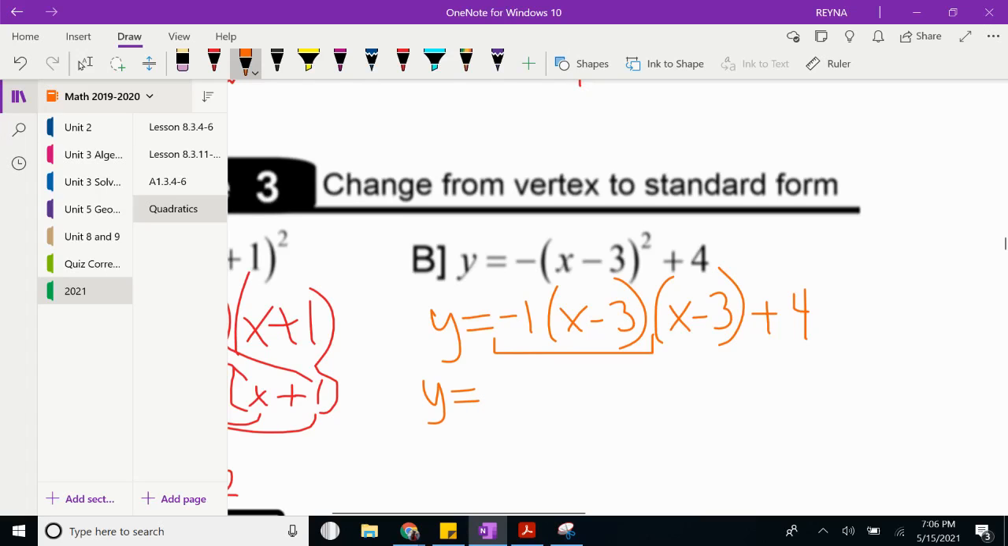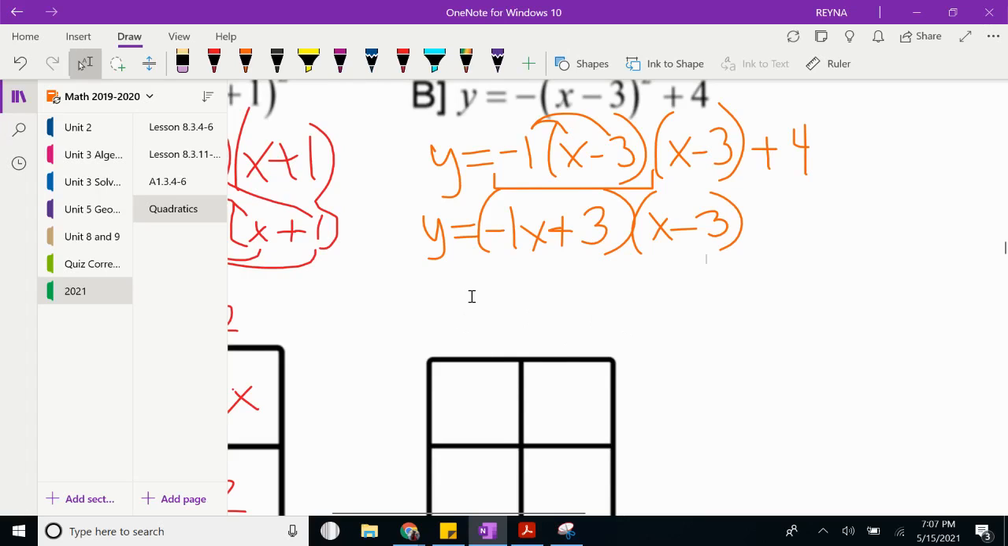Okay. We would get -1 times x, which is -1x, and we would do -1 times -3. Okay, now we have x minus 3. Okay, so this is where we're going to do our box method. What goes on the top? Our first term, which is -1x and 3. Okay, what goes on the side of our box? Our second binomial, which is x and -3. Make sure you keep the negative with the 3.